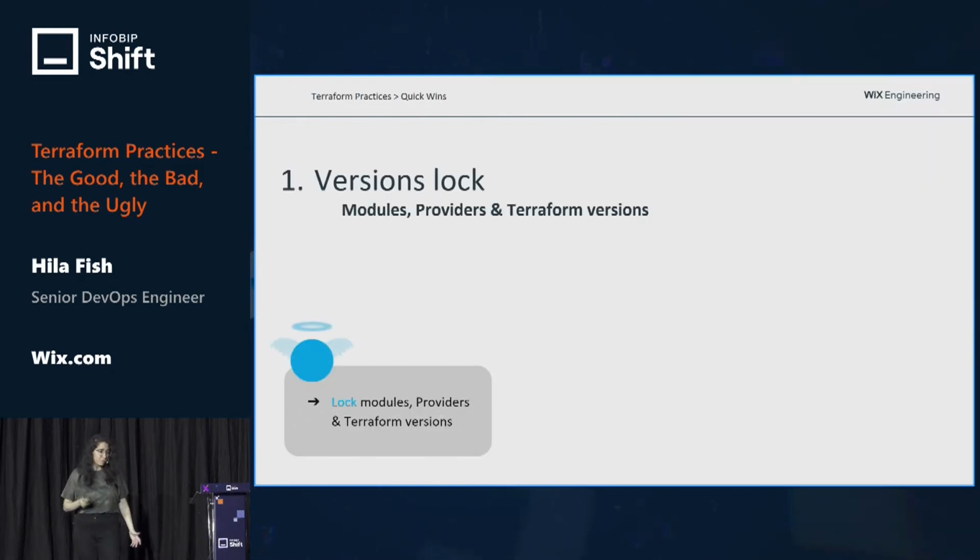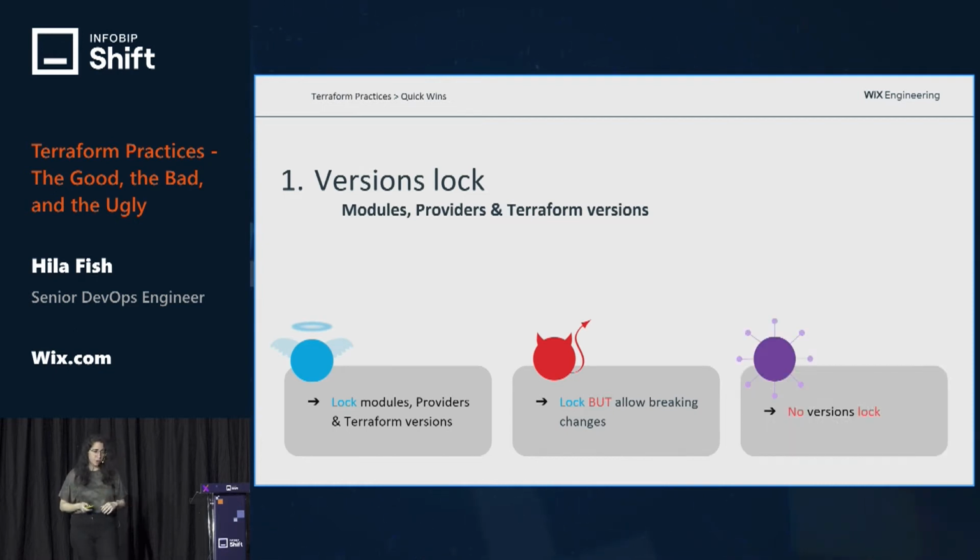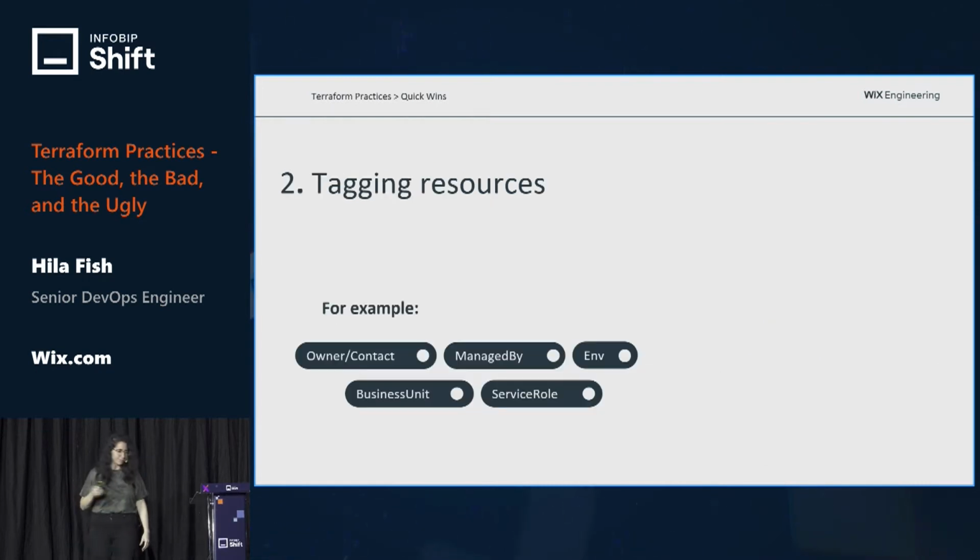So the good thing here is to lock the modules, providers, and Terraform versions, because then it will allow you to avoid any issues. The bad thing is to lock in a way that will still allow breaking changes to occur, because if you lock to a minor version, not major, then some issues could still happen, and we want to avoid that. And the ugly thing is to have no version lock whatsoever. Believe me, you don't want to do that. You'll have syntax issues. You have a lot of things that you don't foresee. So try to avoid that.